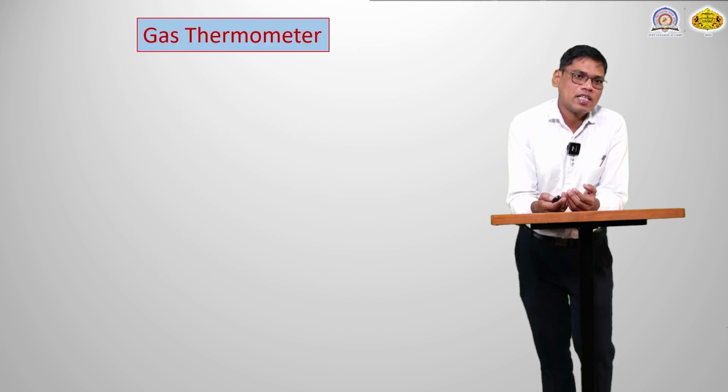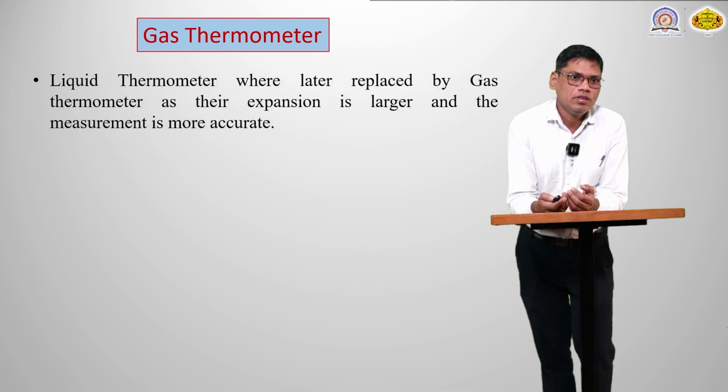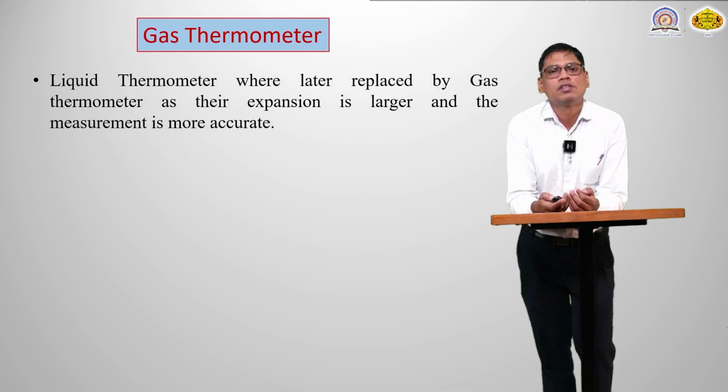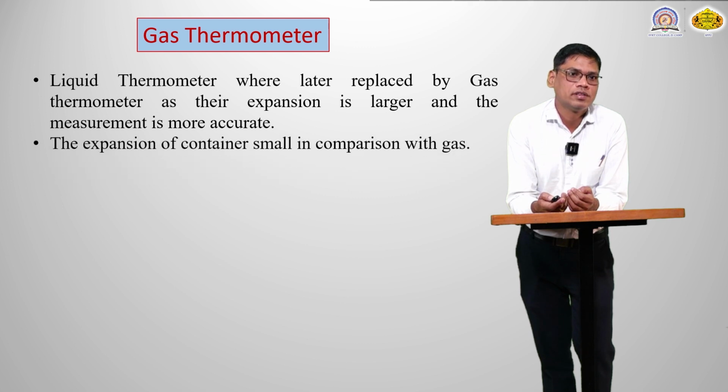The next is the gas thermometer. The liquid thermometer is replaced by a gas thermometer as the expansion is larger and the measurement is more accurate. The expansion of the container is small in comparison with the gas. Whatever we are taking as the bulb or container, in comparison to that, the expansion of the gas is more and the expansion of the container is less. So there is less error in the measurement.